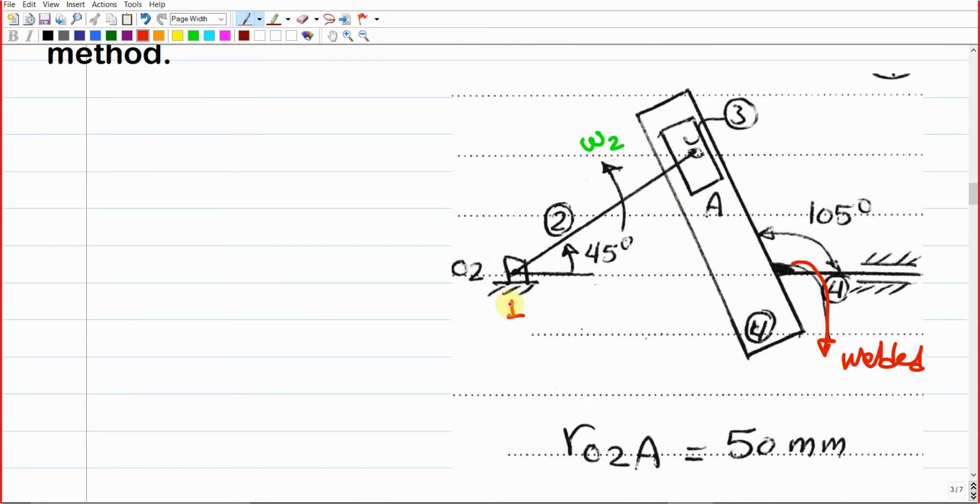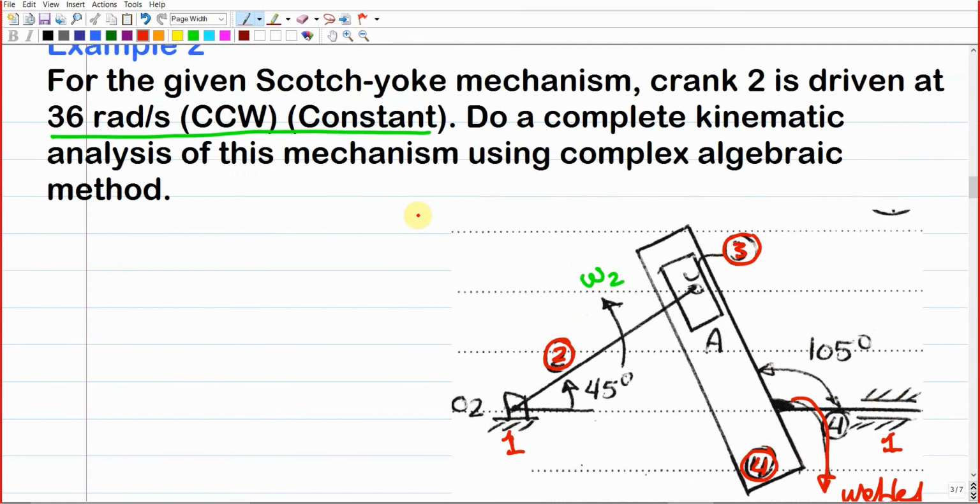We definitely have the frame, which is the ground: any link, any fixed parts, the pieces, these are the ground. And we have the crank, which is element 2, and element 3, which is the slider, and element 4, which is this specially shaped link. Make sense? So we have these objects, and the distance O2A is already given as 50 millimeters, in addition to omega 2, which is already given.